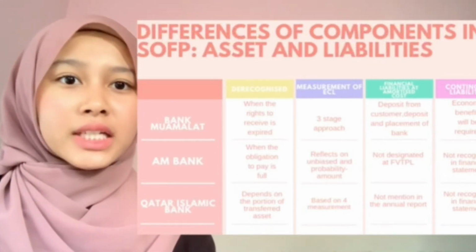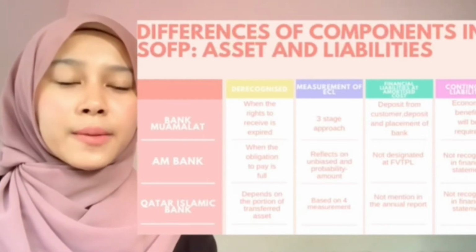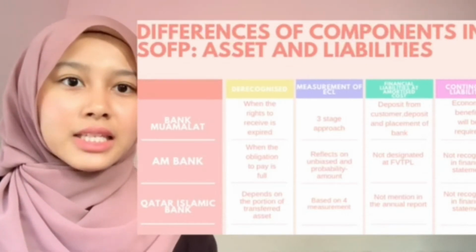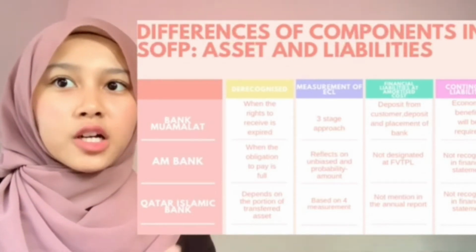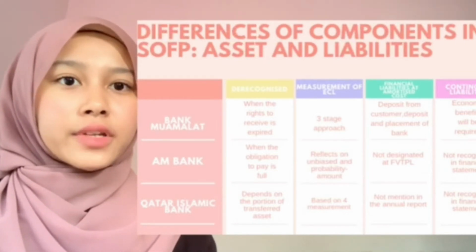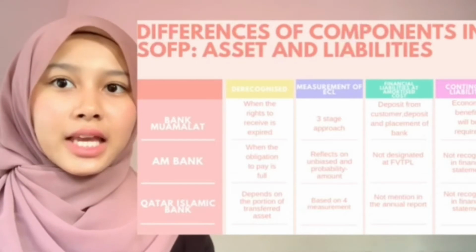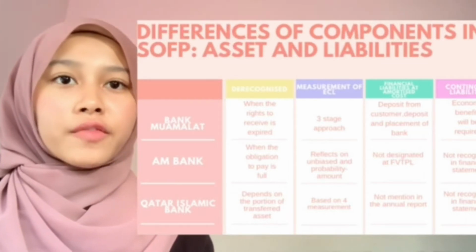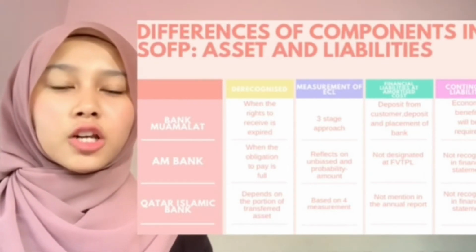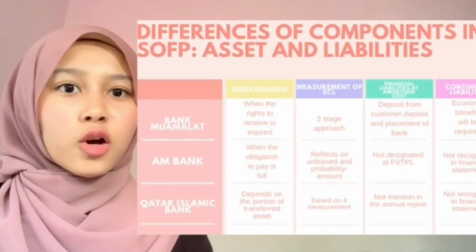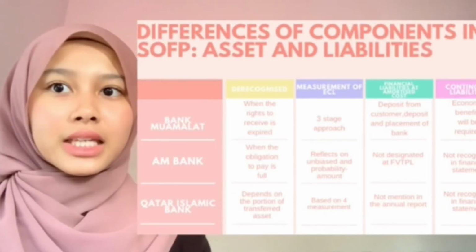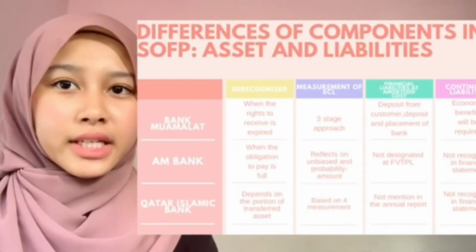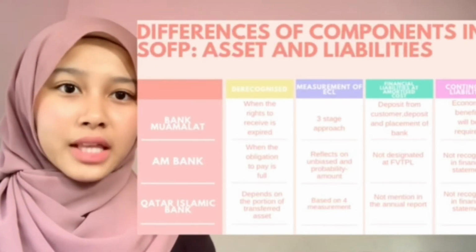I will jump into the asset component differences, where Bank Muamalat and the Malaysian bank have no differences in their ways to recognize their financial assets. However, the Qatar Islamic Bank has its own way to recognize financial assets, which is that the difference between the carrying amount of the asset, or the carrying amount allocated to the asset transferred, and the consideration received is recognized in the statement of income.